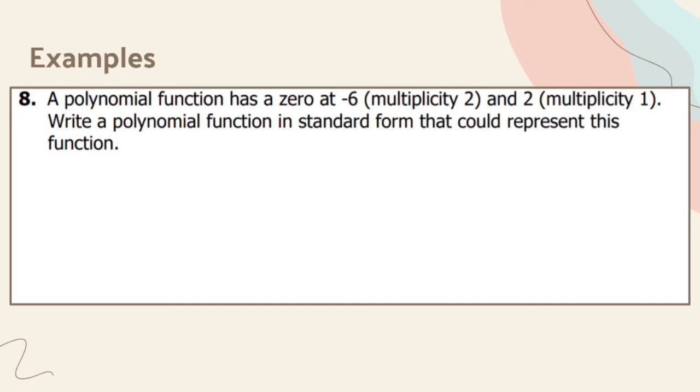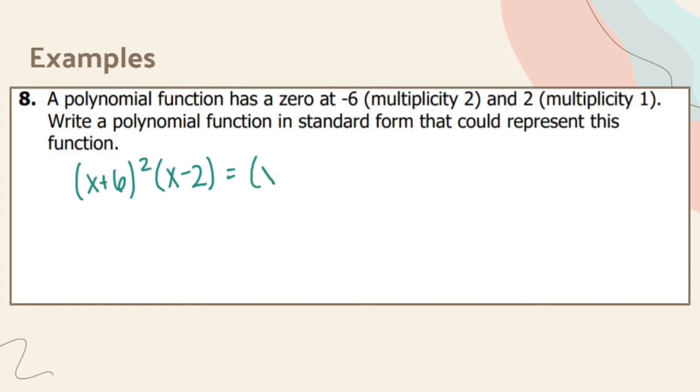So if we know that our 0 has to be at x equals -6, in a binomial, when we set it equal to 0, gives us an answer of -6. That's going to have to be x plus 6. And it has a multiplicity of 2, so it's going to be squared. To get an answer of 2, we would have to have the binomial x minus 2. It has a multiplicity of 1, so it does not need an exponent.